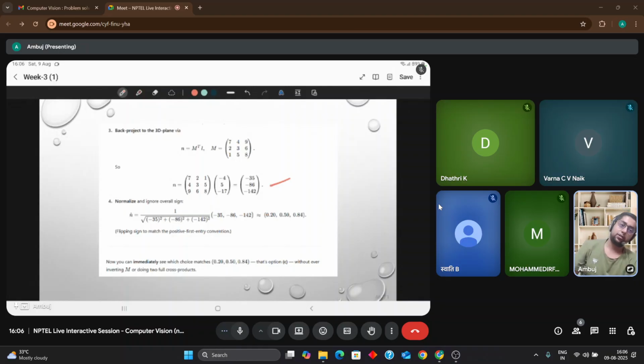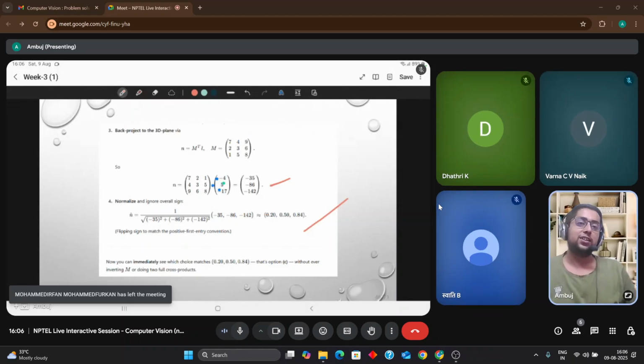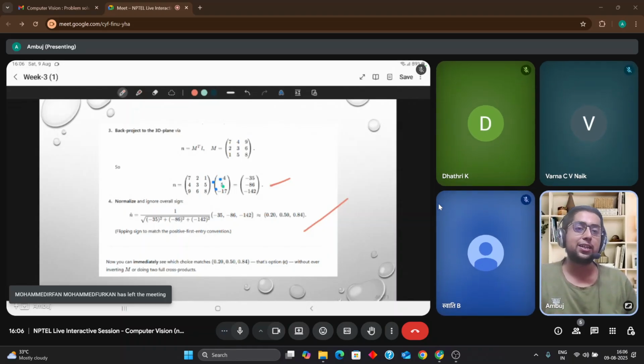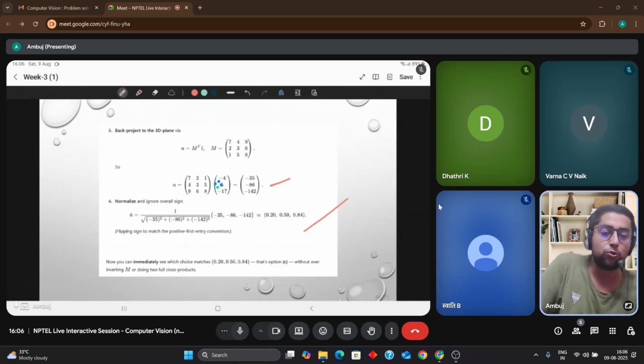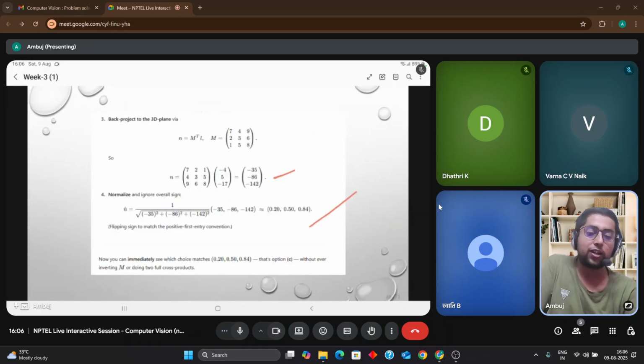Try to normalize: 1 upon the square root of the sum of the squares of the components. So you will get 0.20, 0.5, 0.84. So the entire job is reduced to 3 steps. I showed you the entire detailed method, which encompasses six particular steps, as well as the steps you can follow in the examination, so that you are able to pass this course with flying colors.